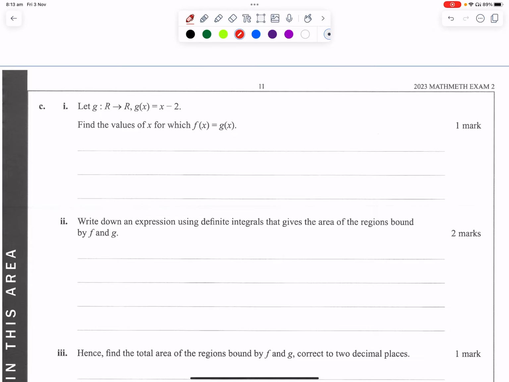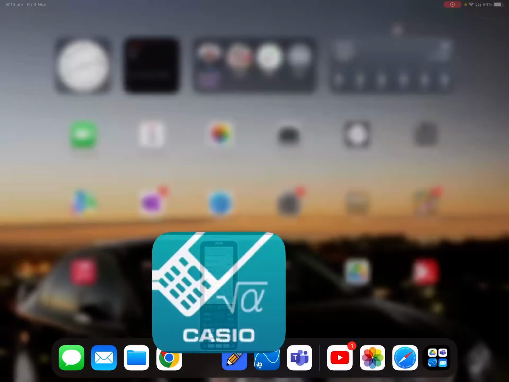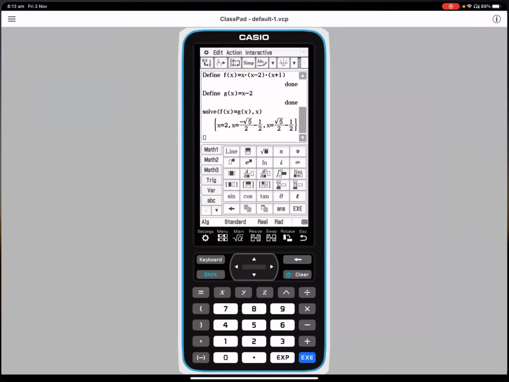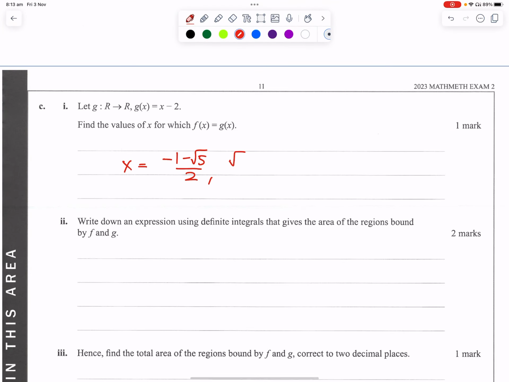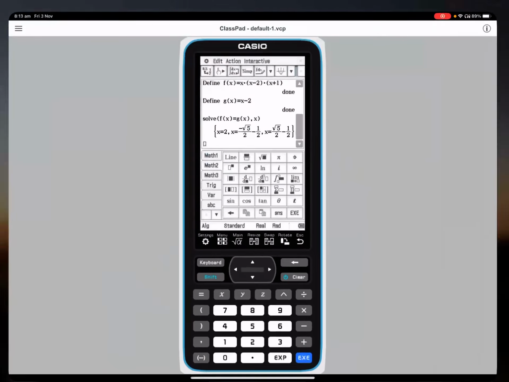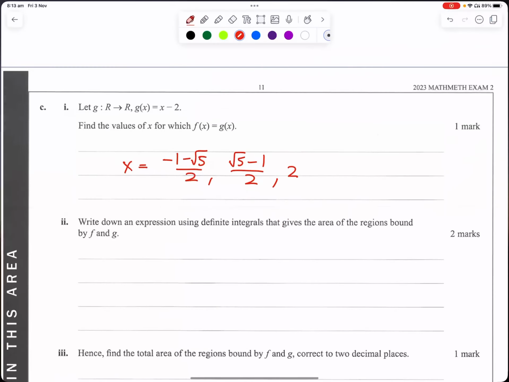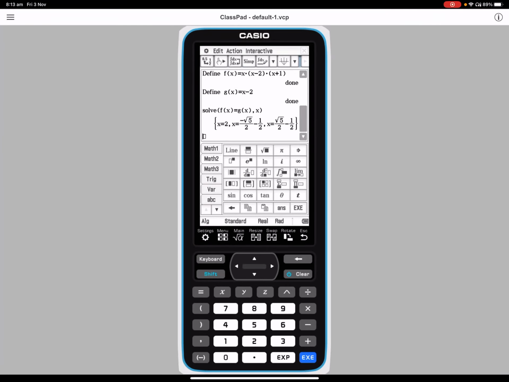So x is equal to -1 minus root 5 on 2. Root 5 on 2 minus a half. Minus 1 on 2. And I think the other one was 2. Yeah. Okay, write down expression to give the area of the regions bounded by f and g.